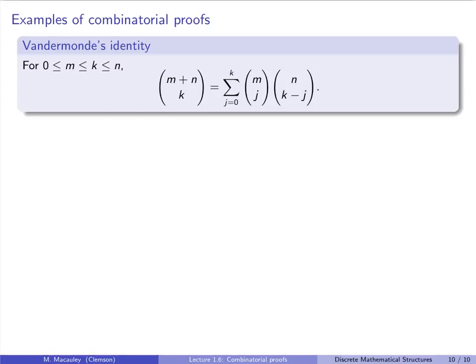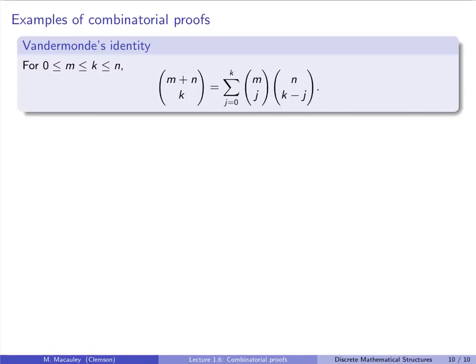Good luck here. This is also something where you could, in theory, prove this algebraically both ways, but it's just going to get really nasty if you try it. So this is actually called Vandermonde's identity. I don't know if I said that correctly. Sorry if I didn't. So once again, same restrictions on m, k, and n.